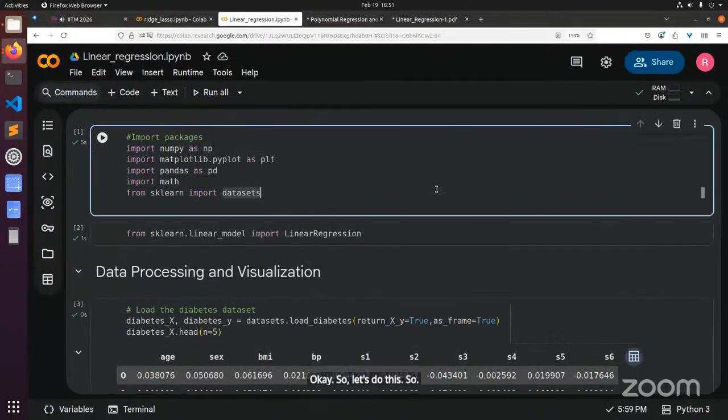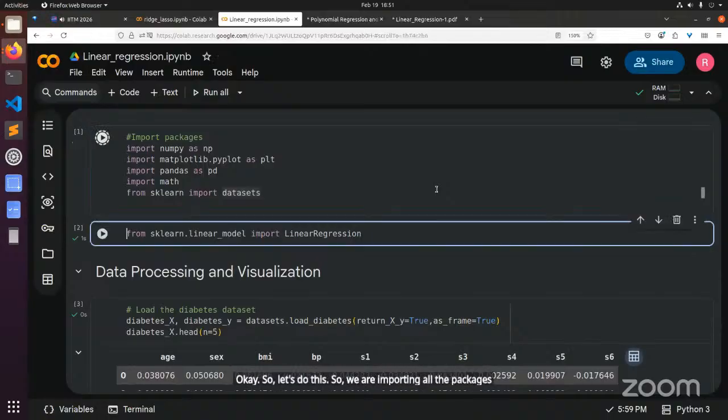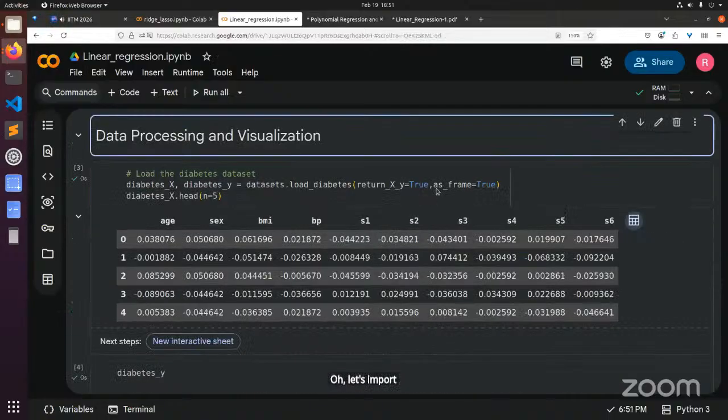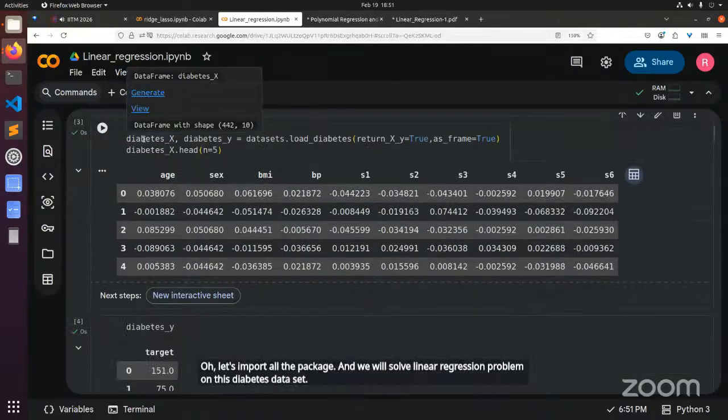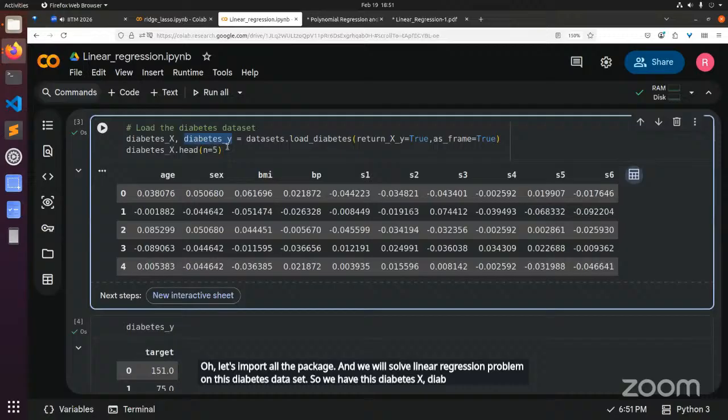So we are importing all the packages. And we will solve a linear regression problem on this diabetes data set. So we have this diabetes X, whether the person has diabetes, and X is the feature. Let's run this.